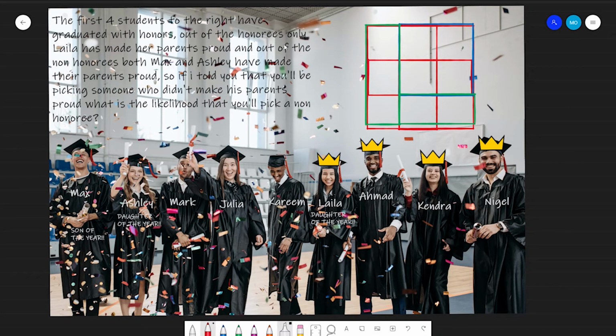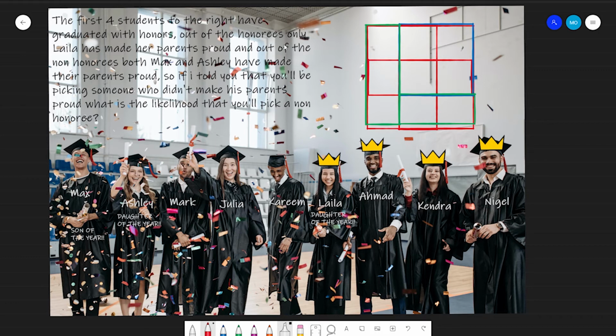Now, out of the honorees, only Lila has made her parents proud, and out of the non-honorees, both Max and Ashley have made their parents proud. So, if I told you that you'll be picking someone who didn't make his parents proud, what is the likelihood that you'll pick a non-honoree? Now, this sounds a little bit intimidating, but actually once we break this down, it's actually very simple.